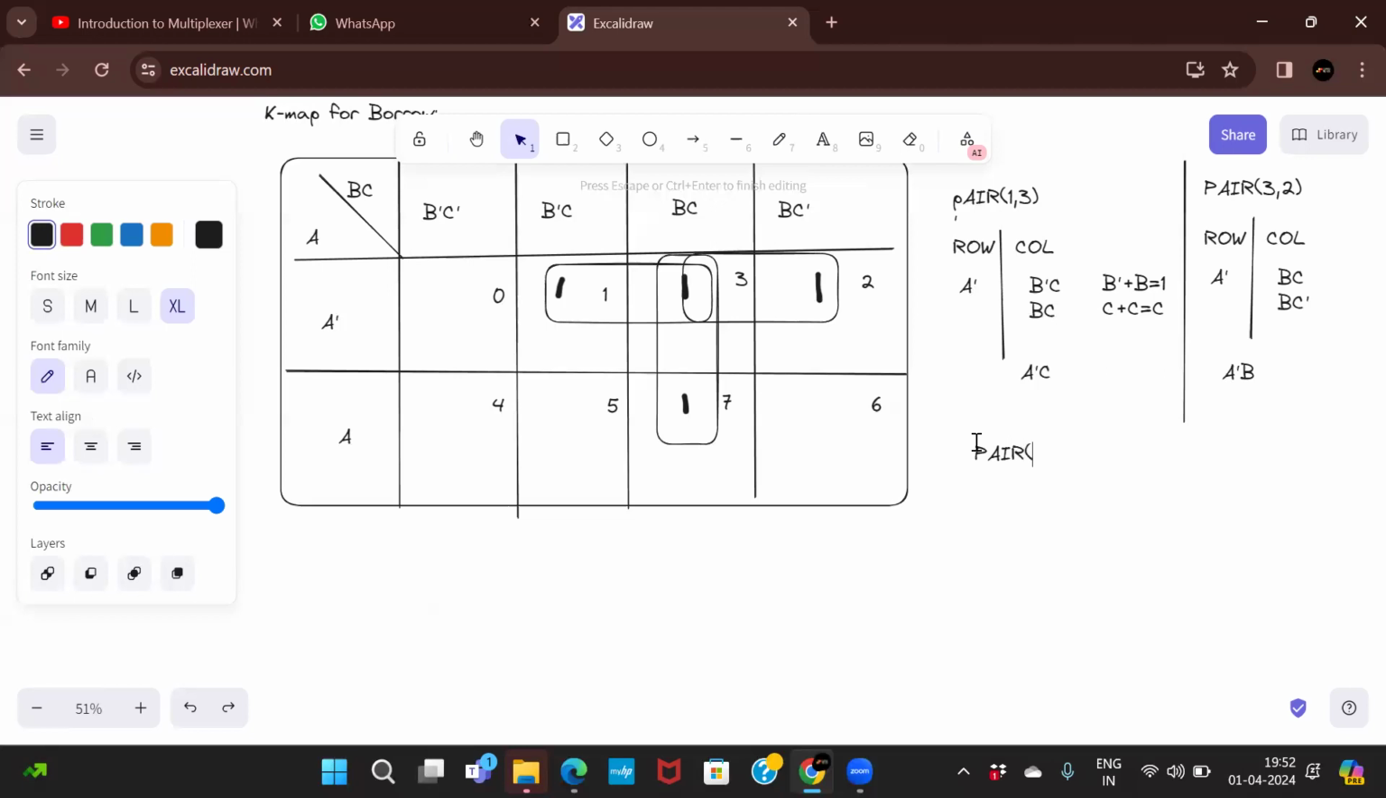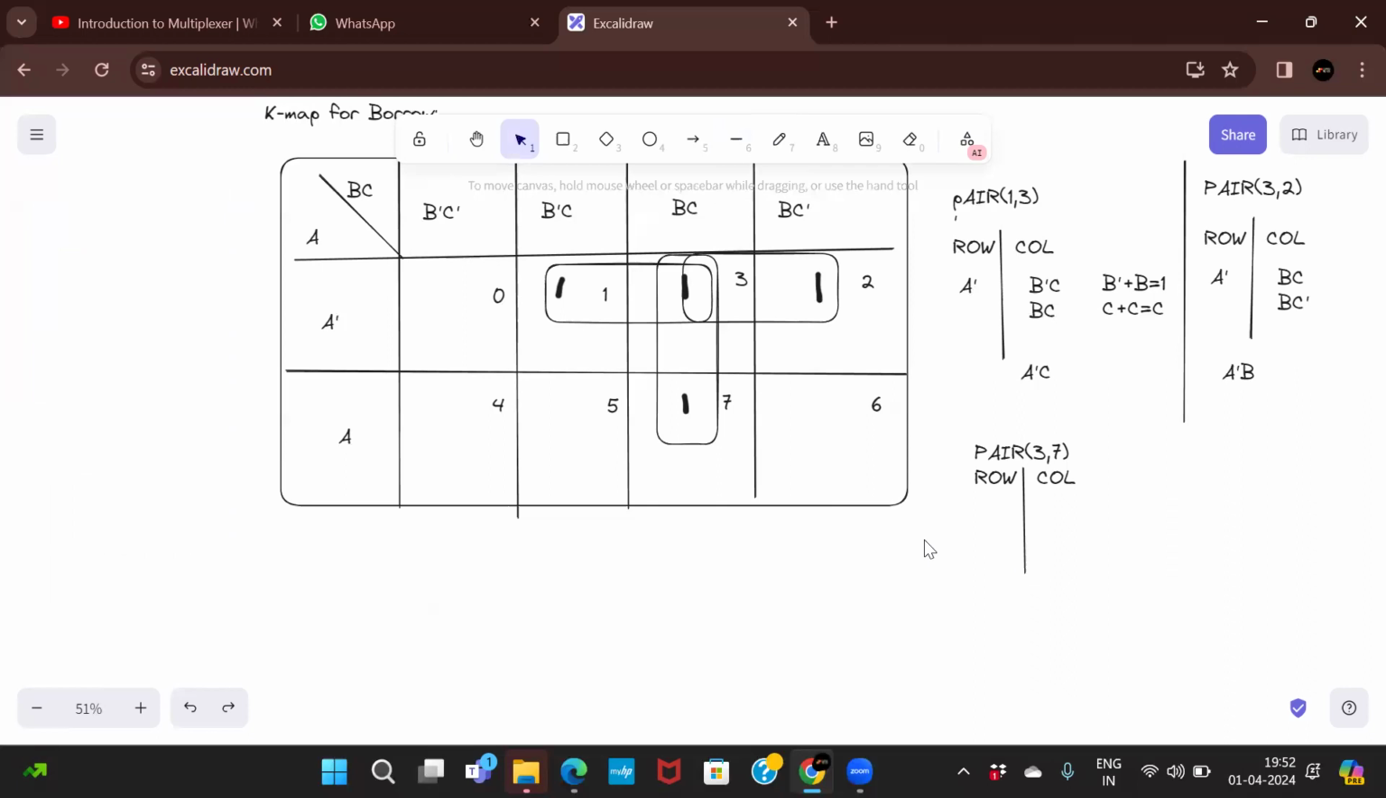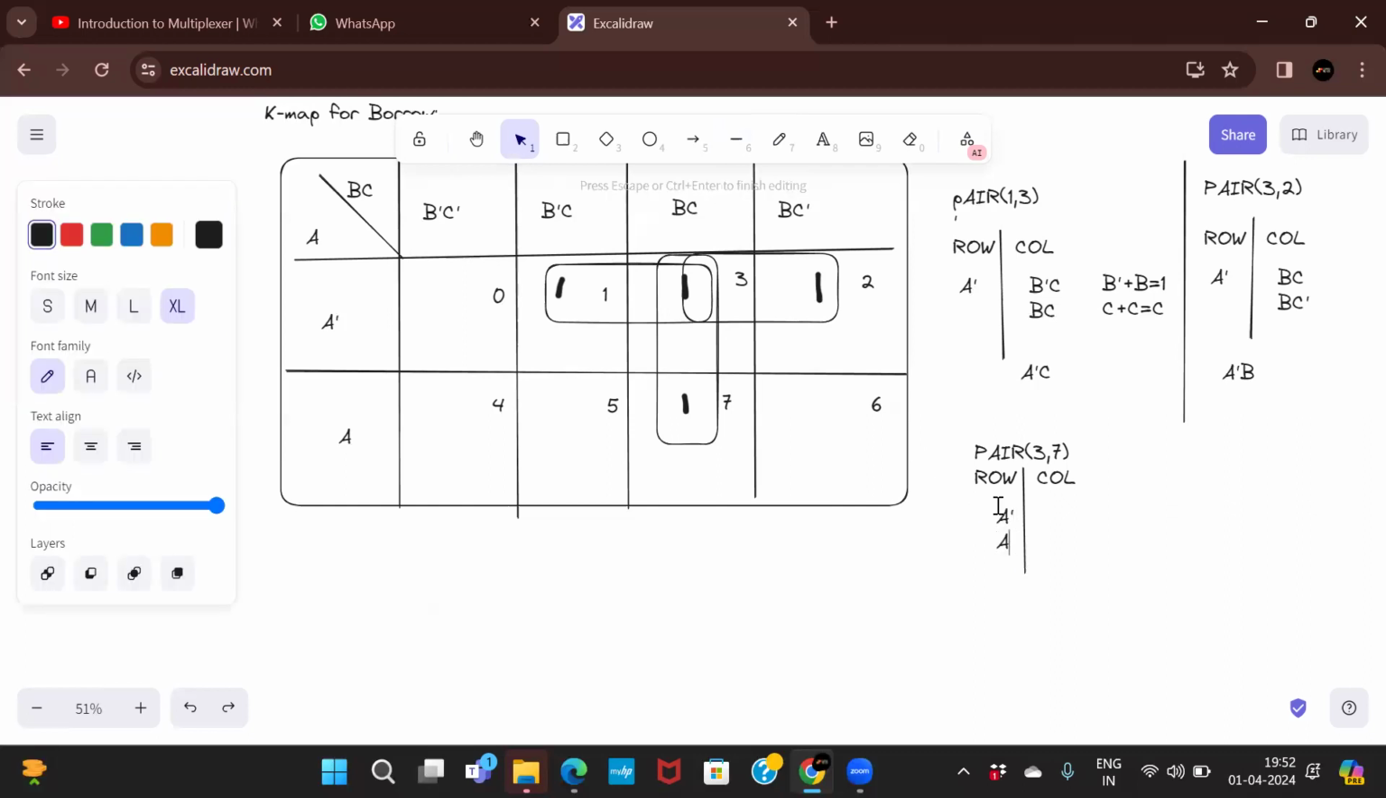Next pair, 3 comma 7. Rows are 2 and 7, right? Perfect. So we have two rows, A bar and A, and they get cancelled. What remains is the B C column only. One column and two rows, right? So B C is the output. Now combine all.